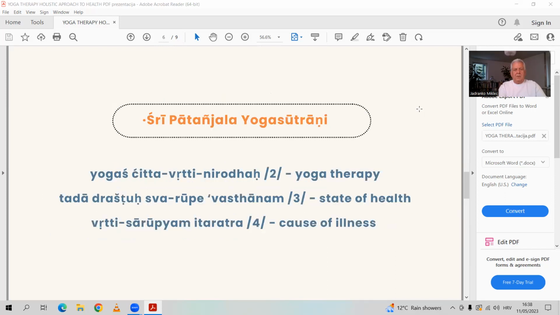Then the teaching of Patanjali, Yoga Sutras, it is the same teaching as the teaching of Sankhya. All Vedic teachings are the same, but from different perspectives maybe, but they are focusing on one thing, to know your own self.